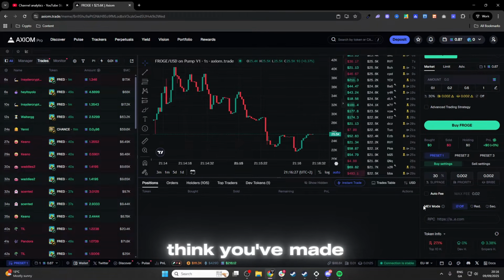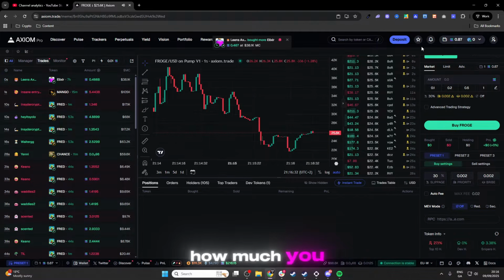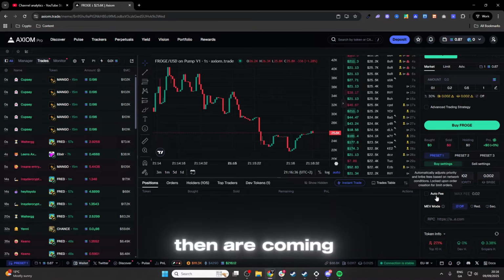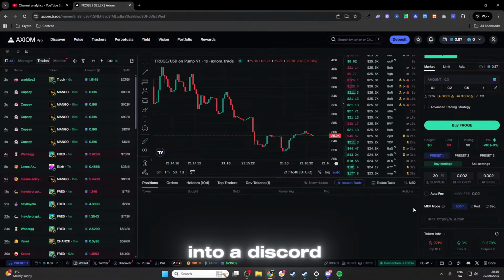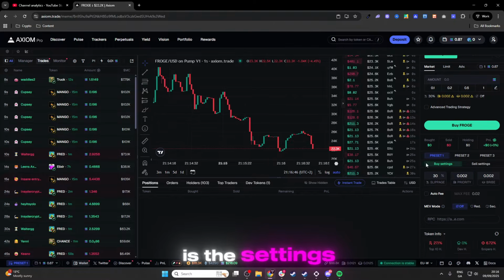So when you think you've made $20 or $50 and you sell, your balance won't actually go up by how much you see on the screen that you've sold, because your fees are coming out of the amount. And it's happening a lot. Every time I go into a Discord, multiple different Discords, the Potion Discord, my own Discord, it's a huge question that people have: what settings they should have.